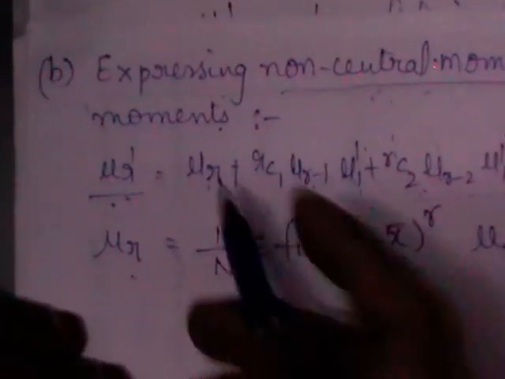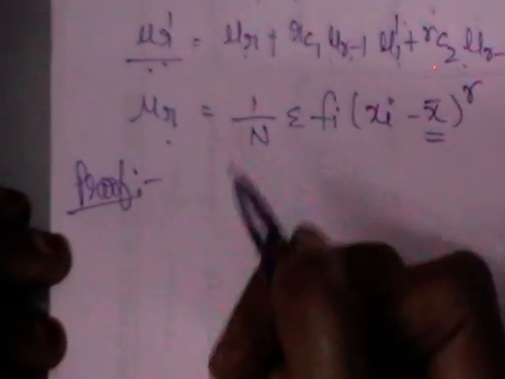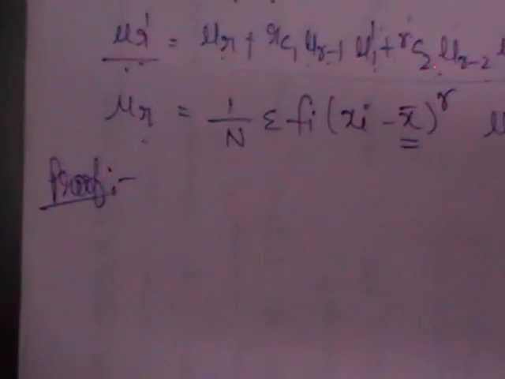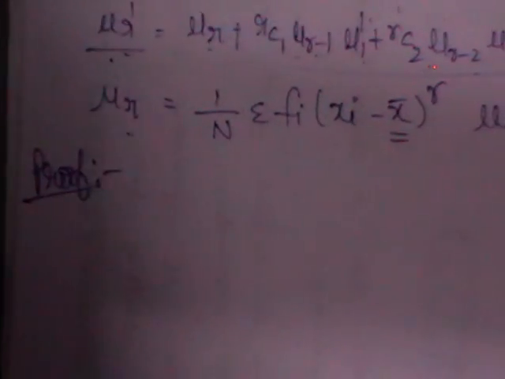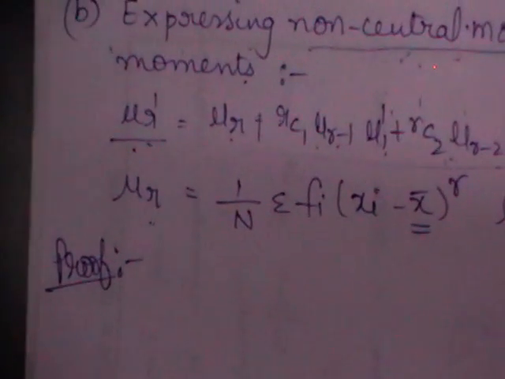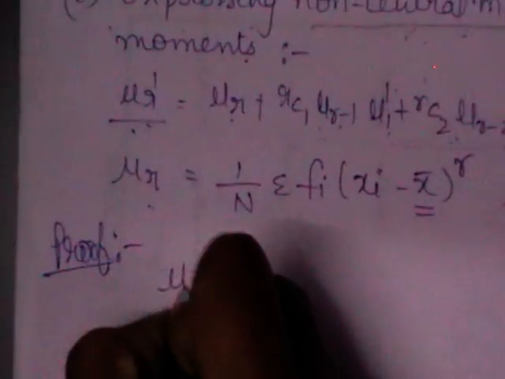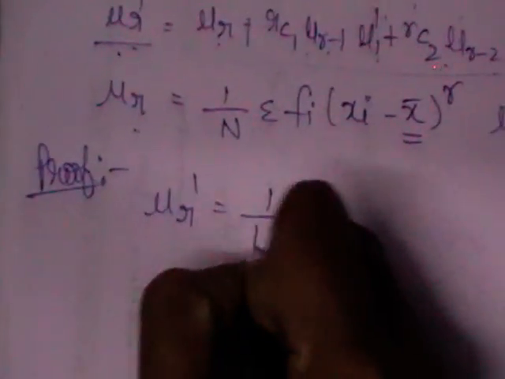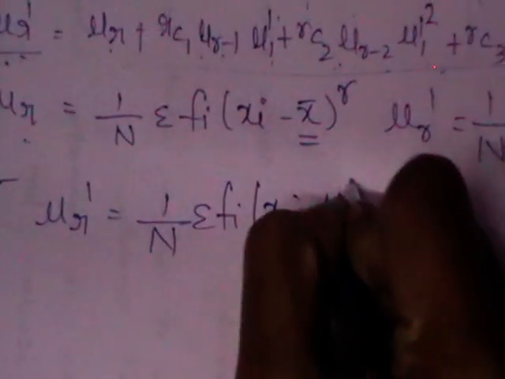Now to prove this, both are similar, both involve similar steps. There in the previous derivation, to derive central in terms of non-central moments, as we have the term central in the beginning, we started the proof with mu r. Here it is non-central in terms of central. So we start with mu r dash, the non-central moment, which is nothing but 1 by n sigma fi into xi minus a whole power r.